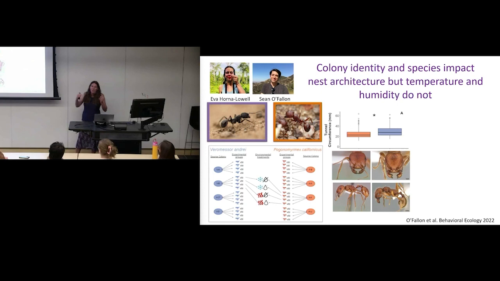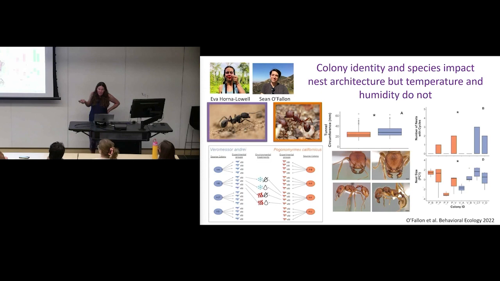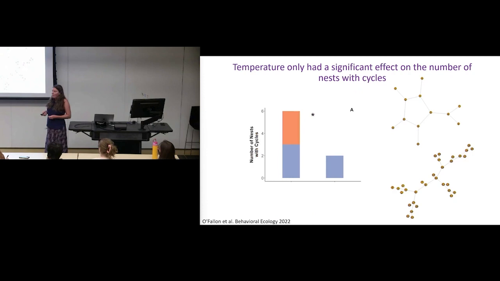We also found individual differences between the different colonies in both the number of nests with these cycles that I told you about earlier and overall nest size. When we looked at the effect of temperature and humidity, the only thing we found was that in higher temperatures, this is warm temperature, this is colder temperatures, in warmer temperatures we got more nests with these cycles that I showed you before.